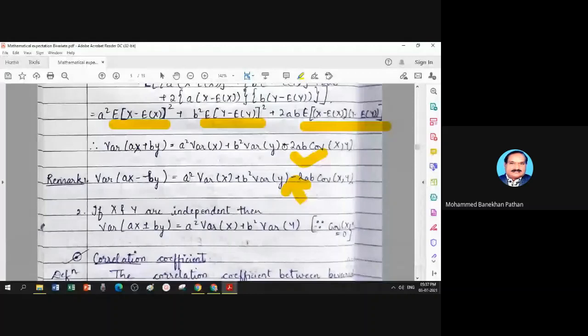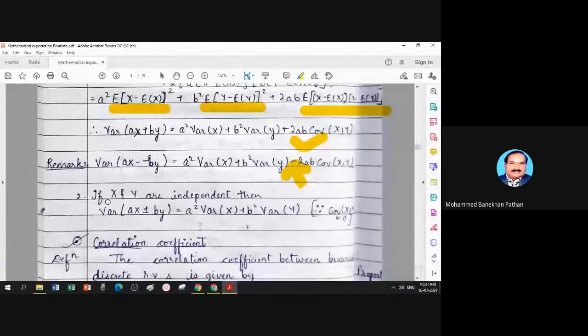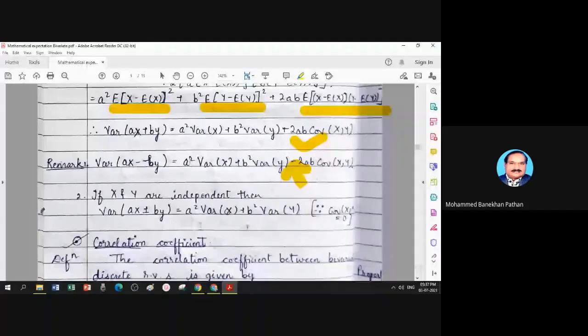Two, if X and Y are independent, then variance of aX plus or minus bY becomes a square variance of X plus b square variance of Y, because of independence. Yesterday I had given you the remark, covariance becomes 0. So this holds if the variables are independent.